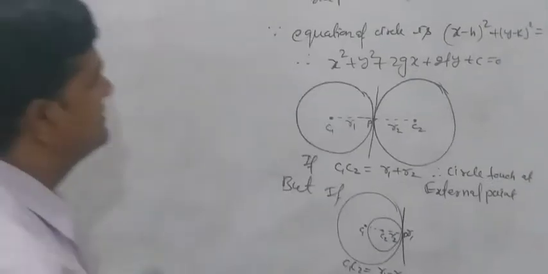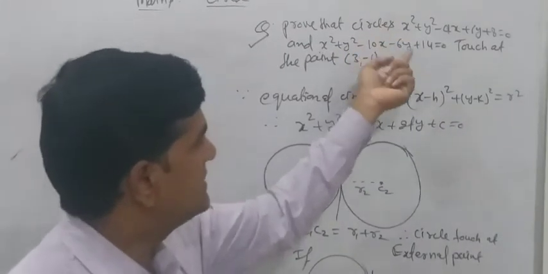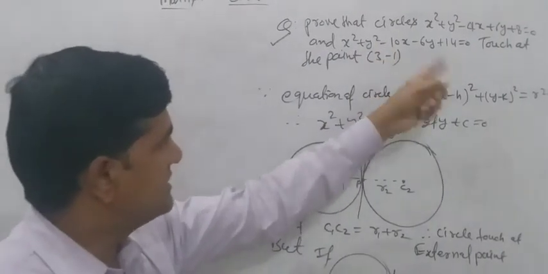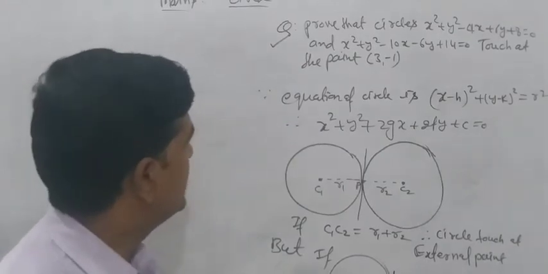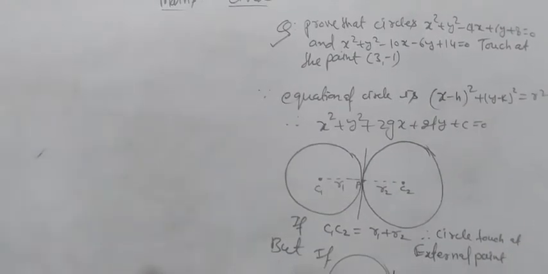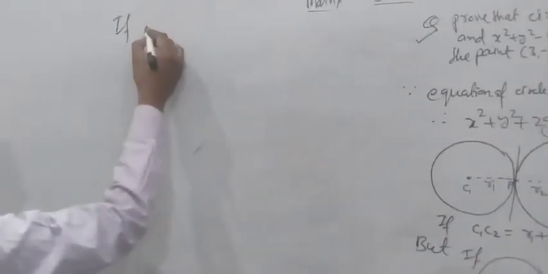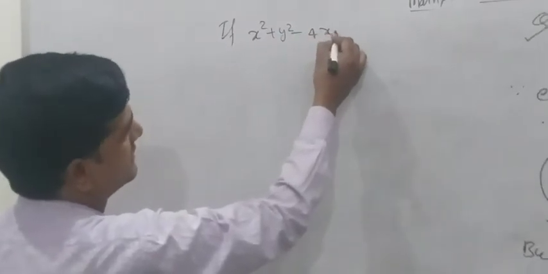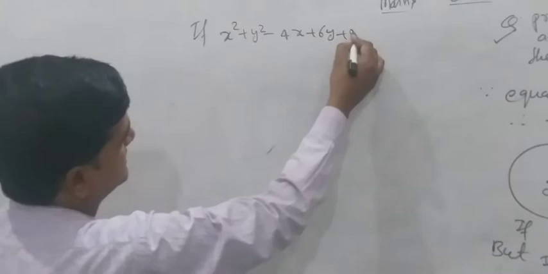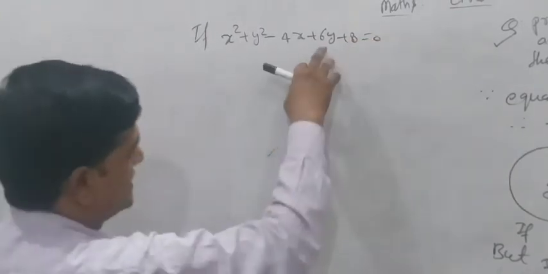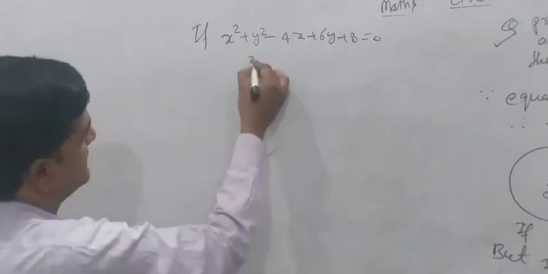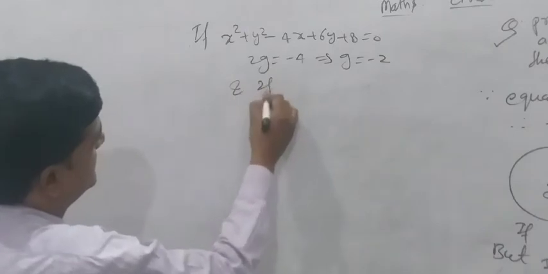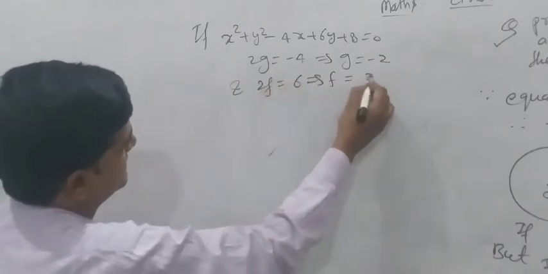Now in this question, prove that the circles x square plus y square minus 4x plus 6y plus 8 is equal to 0 and x square plus y square minus 10x minus 6y plus 14 is equal to 0 touch at the point 3 comma minus 1. Then take x square plus y square minus 4x plus 6y plus 8 is equal to 0. Now comparing the given equation to this equation, 2g is equal to minus 4 so g is equal to minus 2, and 2f is equal to 6, so f is equal to 3.